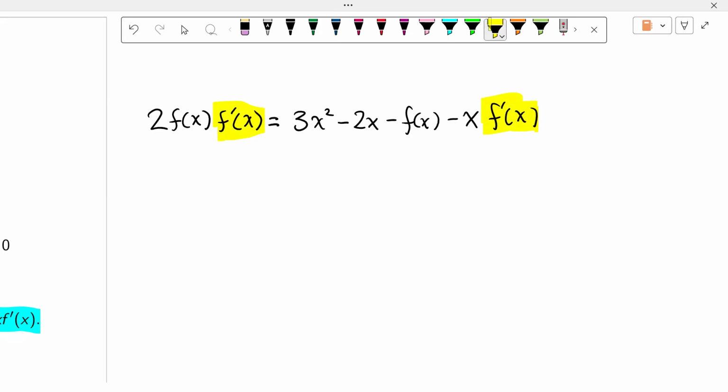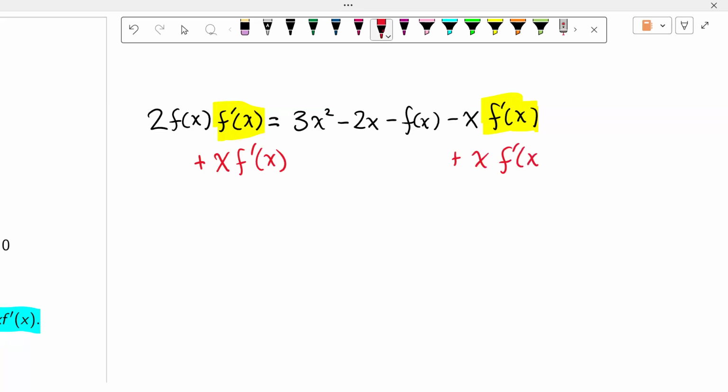All right, does anyone remember from algebra how we solve for something in an equation? Like, what's the general approach we should take? Yeah, we want to get all the terms with an f prime on one side of the equation, right? And so right now I have a term with an f prime on the left and a term with an f prime on the right. And so what I'm going to do is I'm going to add an x f prime of x to both sides.